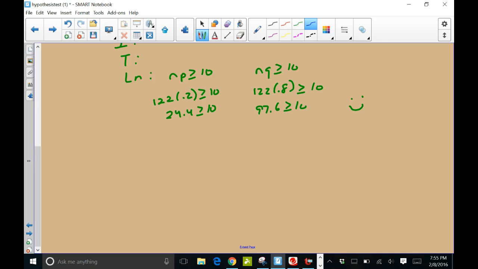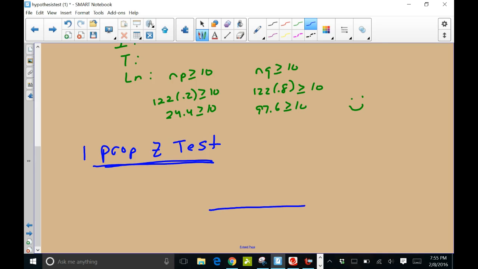So here goes. We're going to name our test. It is a one proportion Z test. We're not estimating the real value. We claim we know the real value, or we've been told it and we think it's something else. So let's draw our picture now.